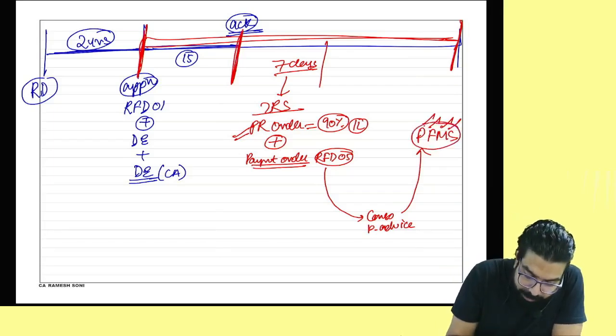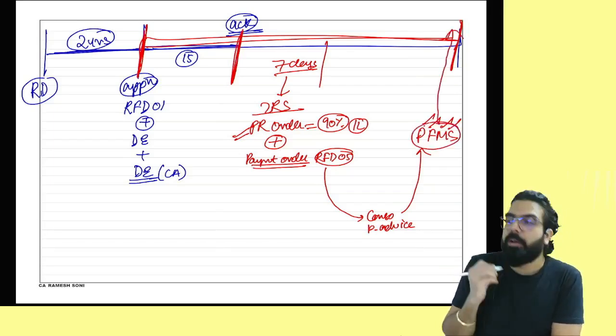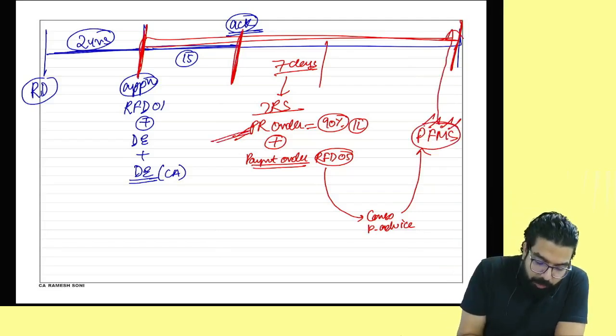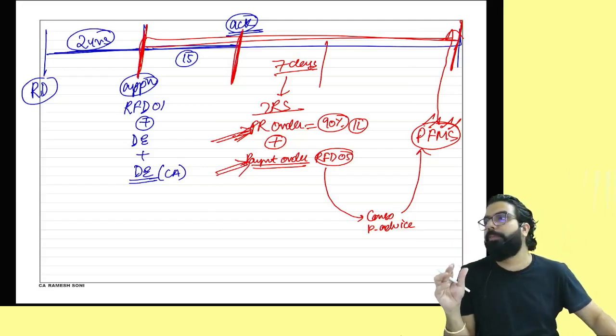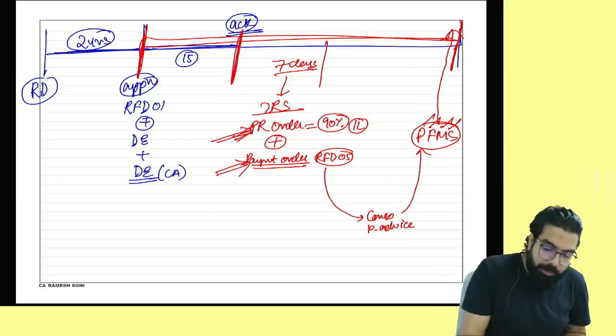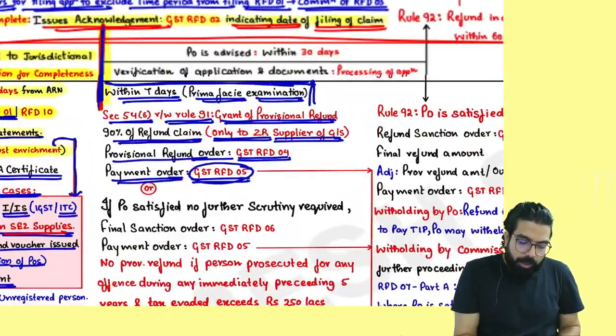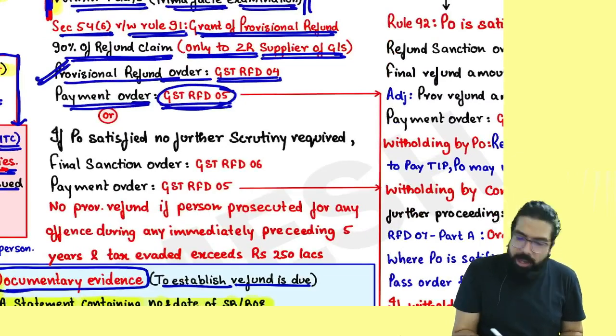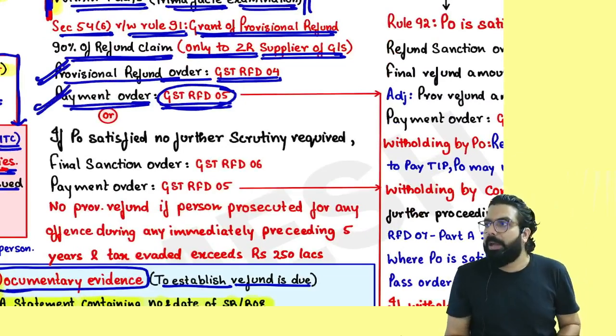And from the government's website, money will be given in your bank account. Are we clear? So remember, along with the refund order, one payment order will always be passed. Is my point clear to all? Everyone over here now. Sir, so what will happen over here? They will pass a provisional refund order. Along with that, they will go ahead and pass a payment order.